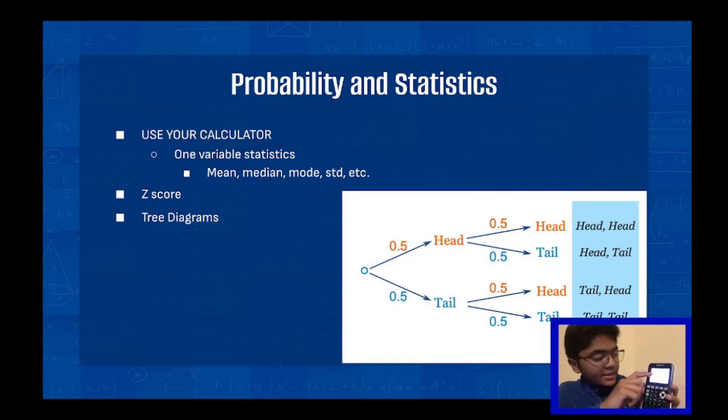This sigma x, that's the sum of all the terms. This right here is the sum of the squares of all the terms. Then this Sx is the sample standard deviation, while this other sigma x is the population standard deviation. The difference is that if the data given is the overall population that you're analyzing, then you'd use the population. While if it's just a sample of the overall data that you're given, then you use the sample.